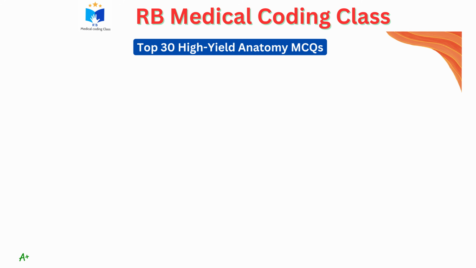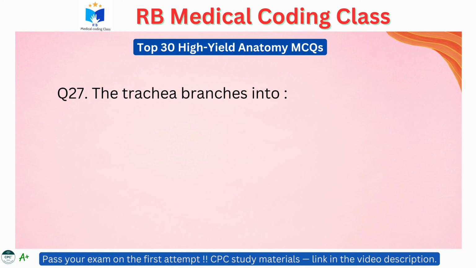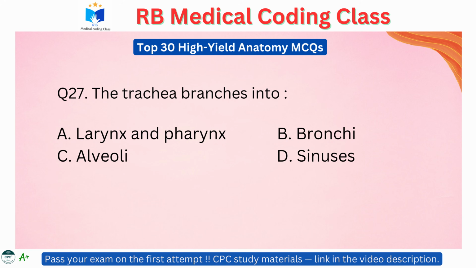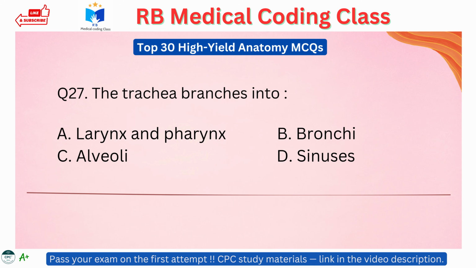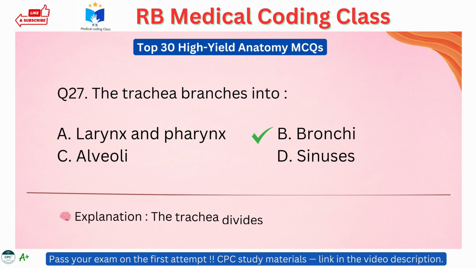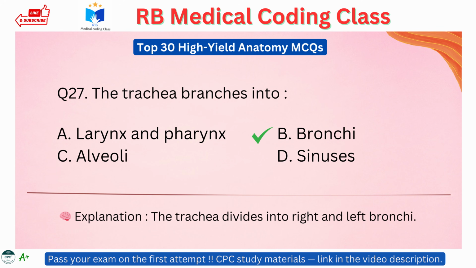Question 27. The trachea branches into A. Larynx and pharynx. B. Bronchi. C. Alveoli. D. Sinuses. Answer. B. Bronchi. Explanation. The trachea divides into right and left bronchi.